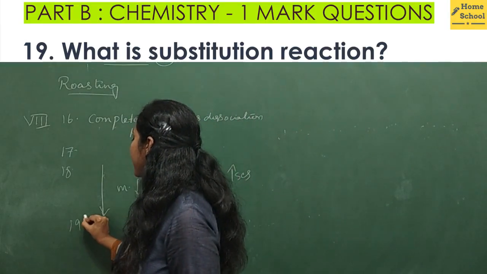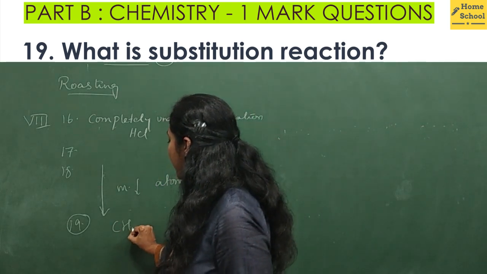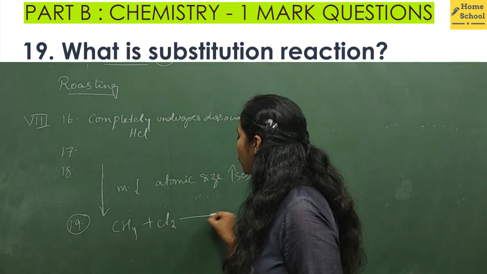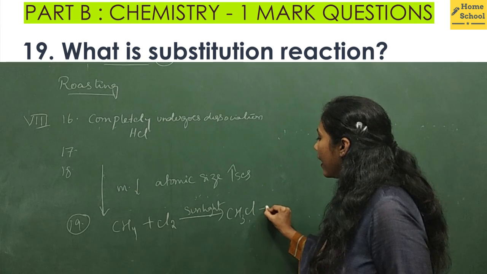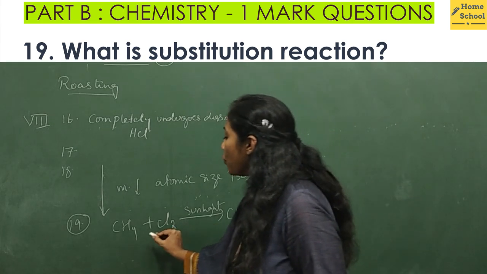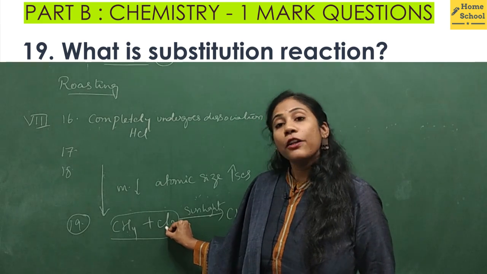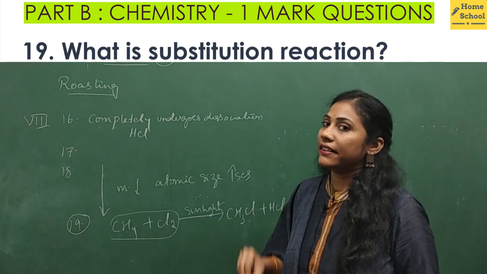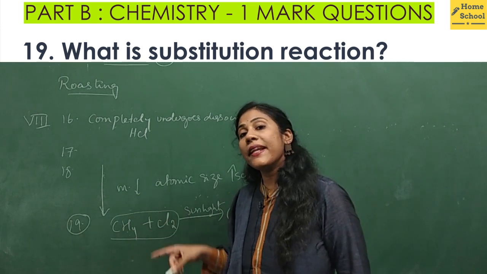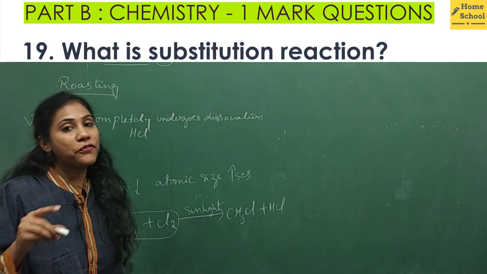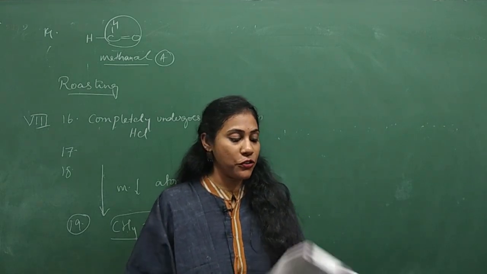19th question. From the Carbon and its Compounds chapter, what is a substitution reaction? You studied a substitution reaction, isn't it? When methane is reacted with chlorine in presence of sunlight, can you tell me what did you get? CH3Cl plus HCl you got, right? So what happened here? One of the hydrogens of methane is replaced by chlorine in presence of sunlight, which is called a substitution reaction, right? Clear? So that is the definition of substitution.